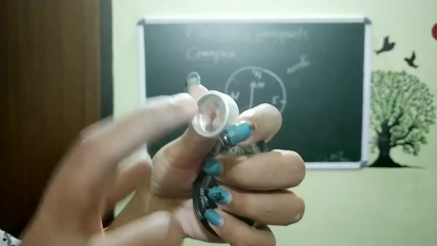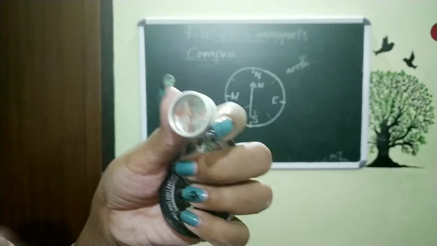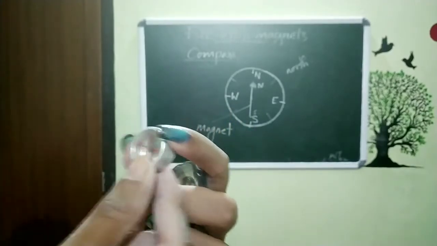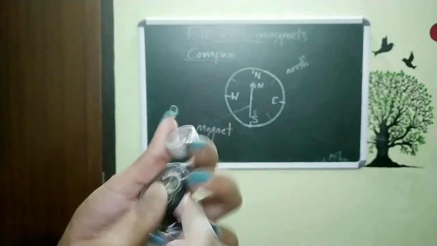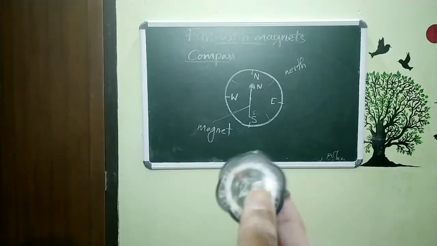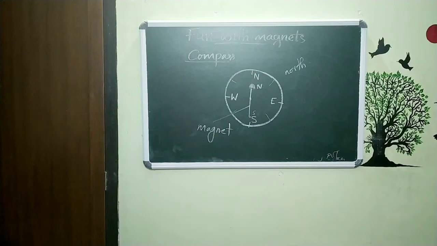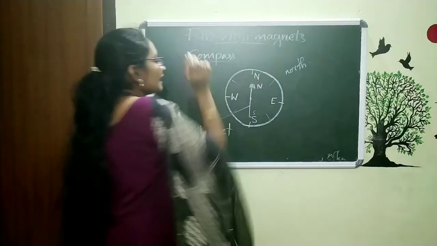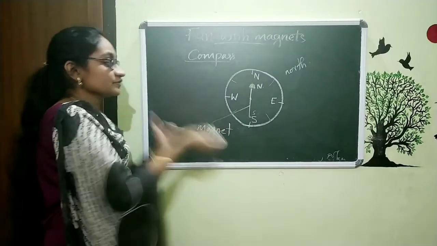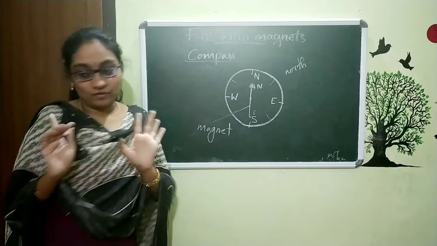And here also you can see something dancing inside this, and that is our magnet needle, and it always points to the northern direction. When I twist this, you can see the direction is always the same. It is not changing. So this is a compass, and we use this to identify the direction. You just have to remember that this always points towards the north.